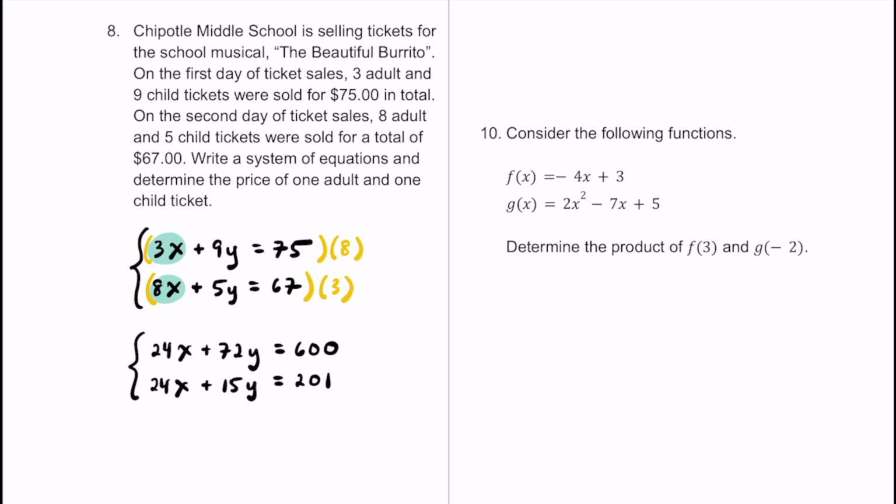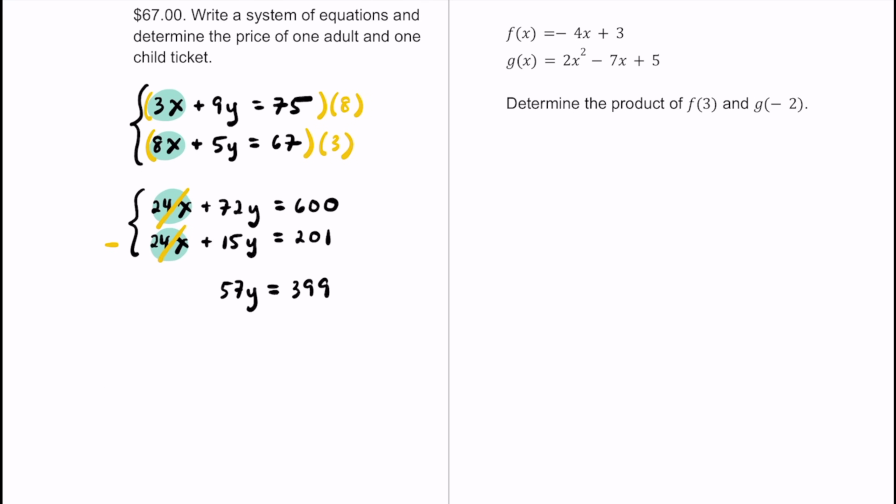Okay, so we have these matching coefficients of 24x and 24x, and you can go ahead now and just subtract these two equations from each other. So 24x minus 24x, those just get eliminated. Then 72y minus the 15y, that's going to be 57y. And then on the right side there, that's 600 minus 201. I believe that is going to be 399. All right, finally, what we're going to do is divide both sides by 57. If we do that, we're going to get y is equal to 7. And again, y represented the cost of one of the child tickets. So we're going to go ahead and say that each child ticket is going to be $7.